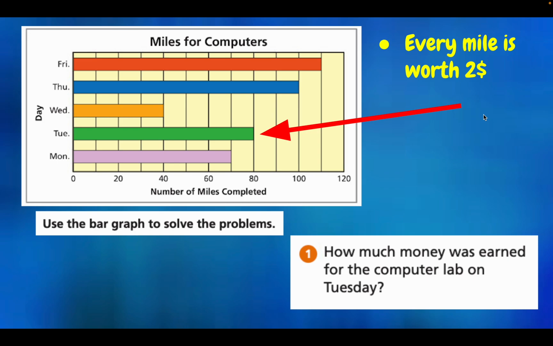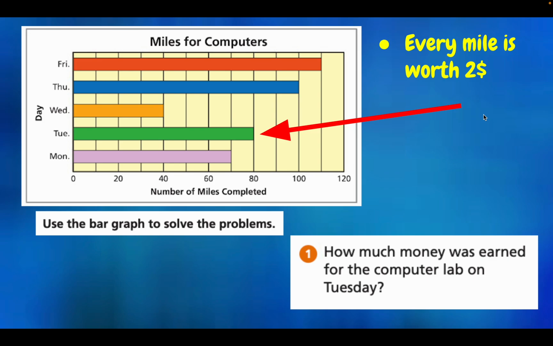Number 1 says, how much money was earned for the computer lab on Tuesday? So I put a big arrow there so you know right where Tuesday is. And you can tell how many miles they went. That's how many miles completed. But remember that every mile that they ride, they get $2. So every mile's worth 2.